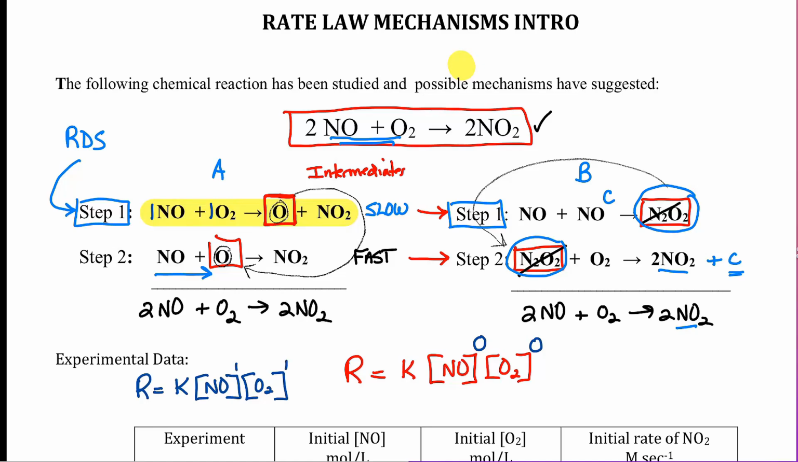And careful here, the orders equal the coefficients only if you have a single step. The only time you know you have a single step is if the problem tells you that or you're taking it out of a mechanism. Other than that, we need experimental evidence. And the reason why it works is kind of cool. So if I double the amount of NO in this reaction vessel and keep O2 constant, it should make sense that NO is going to hit and collide with O2 twice as frequent.